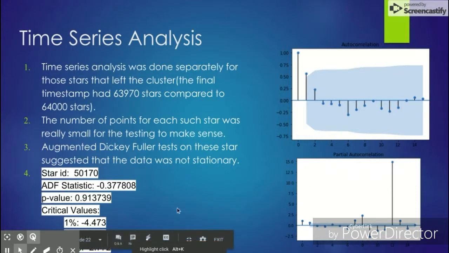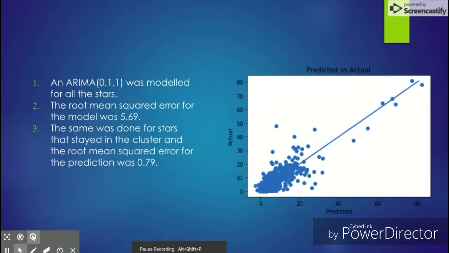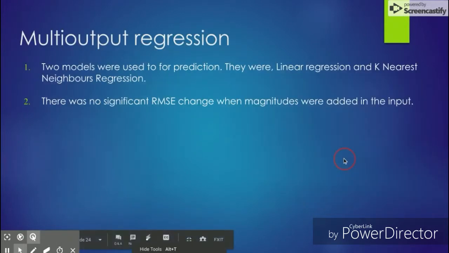As you can see, the ACF and PACF for a particular star was plotted. The PACF had one spike and the rest were about 0. So an ARIMA model of (0,1,1) was made. The RMSE for such a model was 5.69. When the ARIMA model was made for stars that remain in the cluster, the RMSE for the test was 0.79. And here is a graph showing the predicted versus actual.